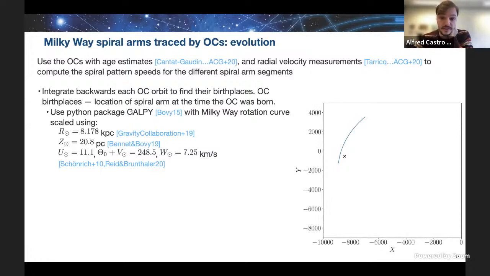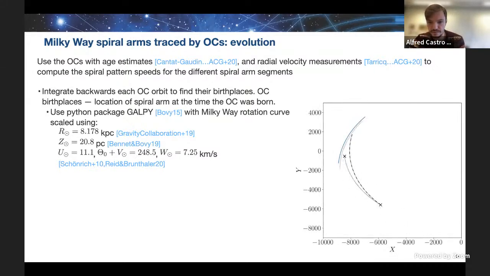So basically what we did is, for each cluster, compute its orbit back to the birth position, then say that the birth position is a location of the spiral arm at the time the cluster was born, because the cluster was born in the spiral arm, and then evolve the spiral arm forward to the present day. I think it could be done. Yeah, this is a GIF. It's basically what I explained.